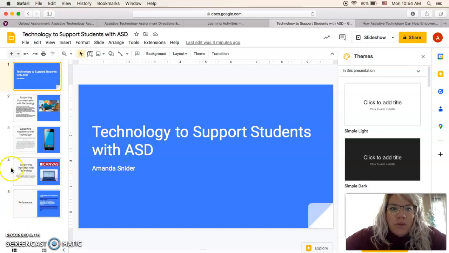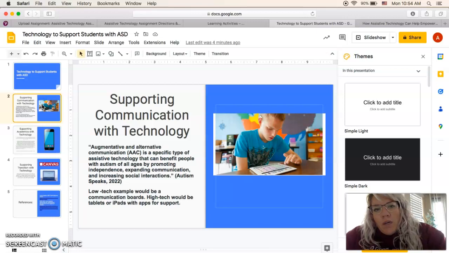Technology to support students with autism spectrum disorder. The first way that we can help students with autism spectrum disorder is to support them through communicating with technology.